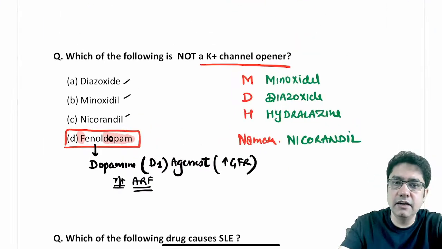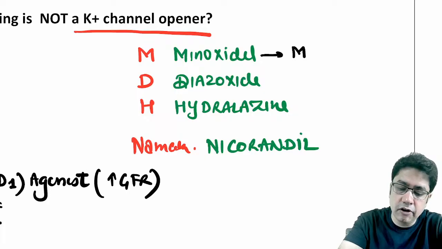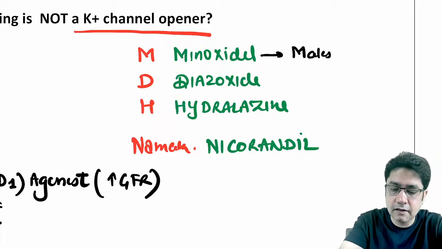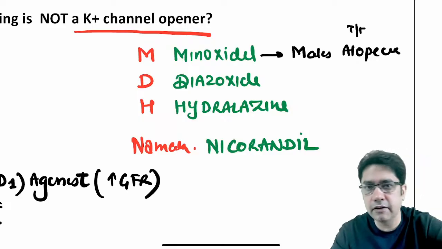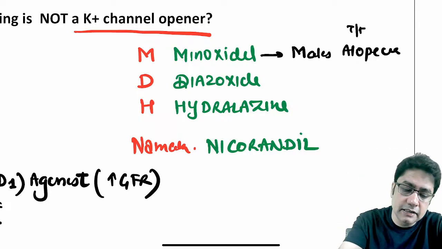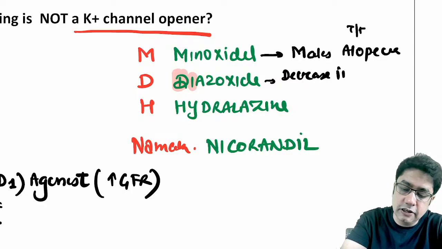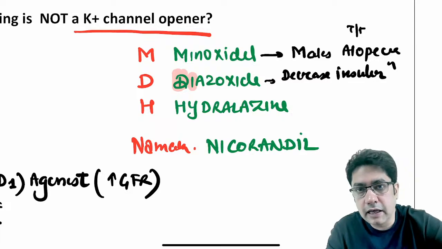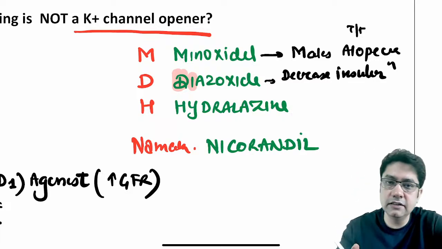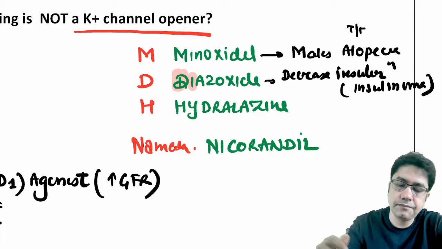Now where these drugs are used: minoxidil, remember M for minoxidil, M for male alopecia. It is also given in the treatment of male alopecia. We can remember like this. Diazoxide, D and I word is coming. You can remember diazoxide decreases insulin secretion. So can you tell me in which tumor you can give diazoxide? Diazoxide can be given in insulinoma.